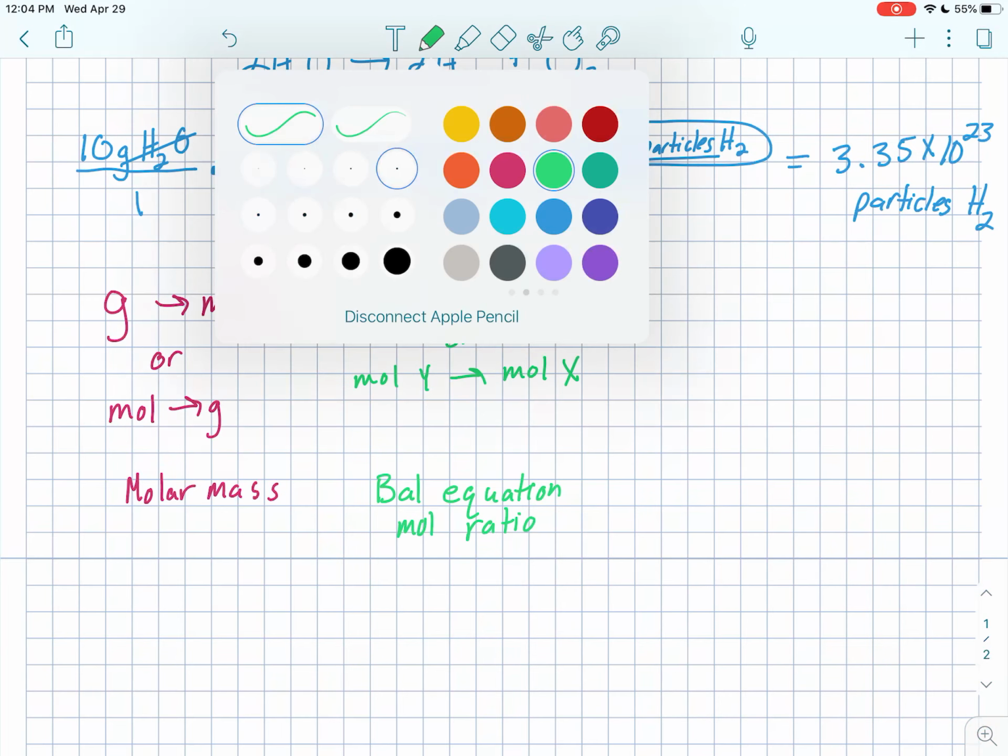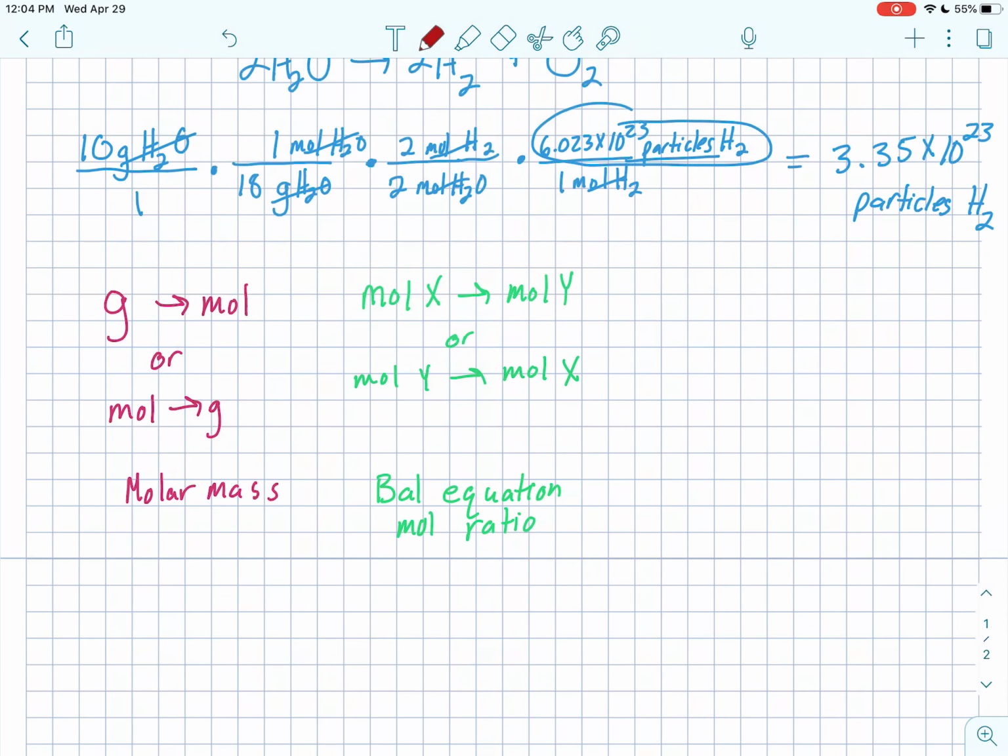If you are asked to obtain particles, then you're going to have to go from moles to particles, or if you go from particles to moles, you will have to use Avogadro's number, which is our 6.023 times 10 to the 23rd.